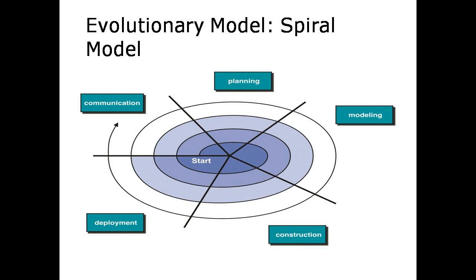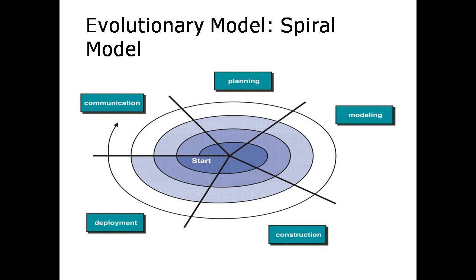The second feature is that it has a set of anchor point milestones for ensuring stakeholder commitment to feasible and mutually satisfactory solutions. Anchor point milestones are a combination of work products and conditions that are attained along the path of the spiral.